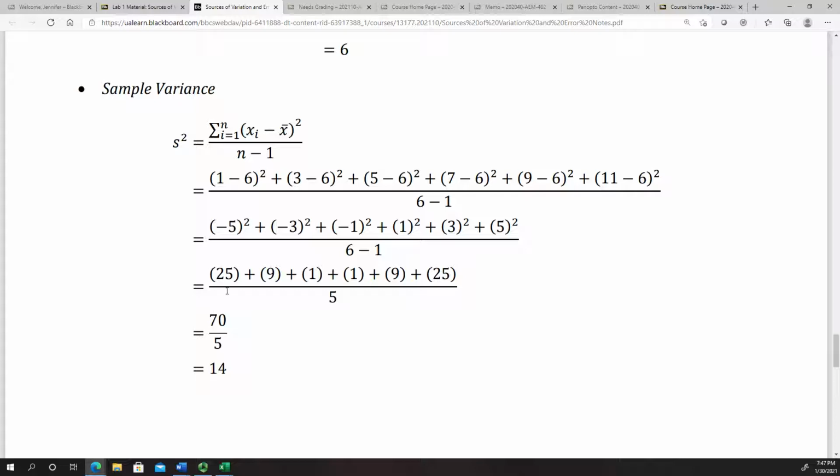Once we take the squares of each of these terms, we get 25, 9, 1, 1, 9, and 25. If we add those values together, our numerator is 70. With our value of 70, we then want to divide that by n minus 1, which would be 5. So our sample variance in this case would be 14.